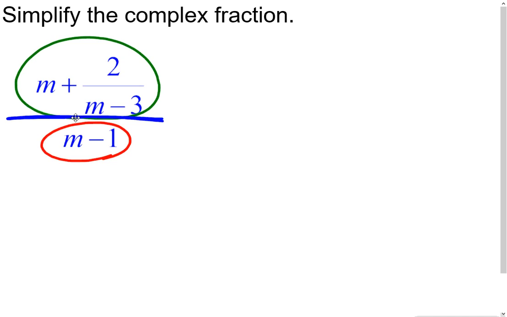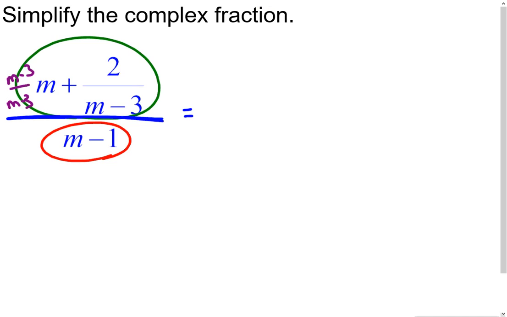And in order to simplify that numerator, I have to add these fractions together. So I need a common denominator. Now, the m has a denominator of 1. Therefore, my common denominator is just going to be the denominator of the second fraction, which is the m minus 3. Therefore, the only factor this first denominator is missing is the m minus 3, so I need to multiply the denominator by m minus 3, but I also have to multiply the numerator by m minus 3.